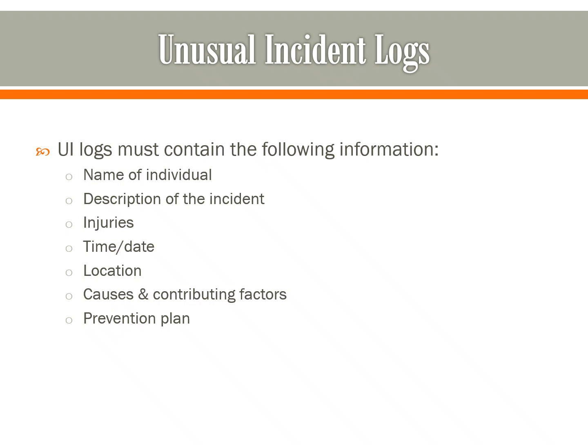All waiver providers, both agency and independent, must keep a UI log of all their UIs that occurred during the month. The logs must include the name of the individuals, brief description of the incidents, any injuries, time and date of the incidents, location of the incidents, the cause and contributing factors, and the prevention plans, which are all information from the UI reports and prevention plans.